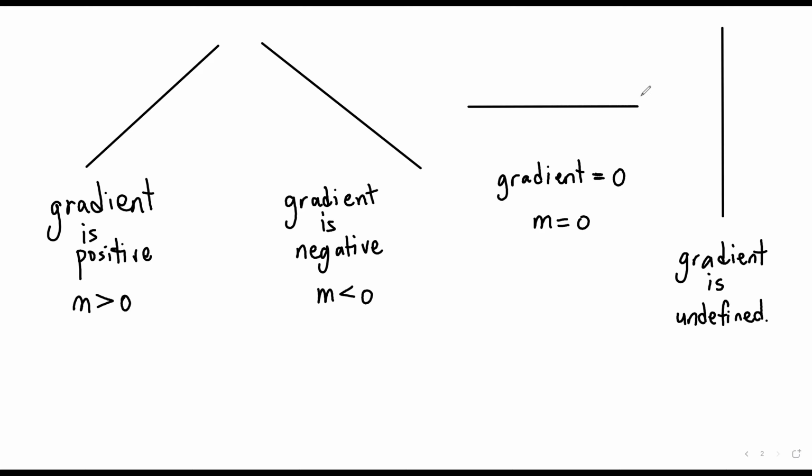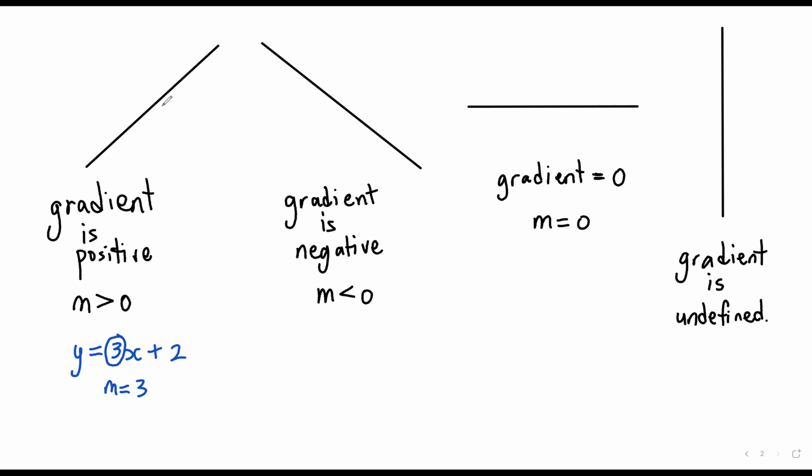So for instance, an example of a line that has a positive gradient might be y is equal to 3x plus 2, right? So here, m, the coefficient of x, is 3, and 3 is positive. So in this equation, m is 3. So the gradient of this line is 3.